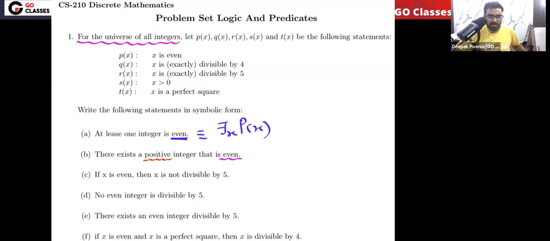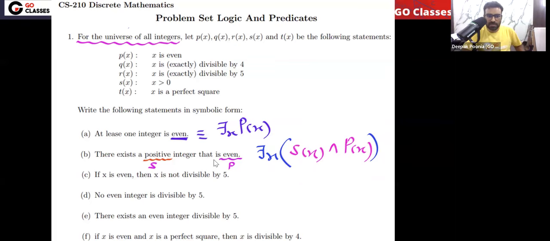So here you can see that positive means the predicate is S and even means the predicate is P. And what about integer? That is the domain. So I can say there exists an integer, that means there exists an element in the domain, which has two properties: it is positive as well as it is even. There exists an element in the domain such that it is positive and it is even. So finally I can say there exists a positive even integer.